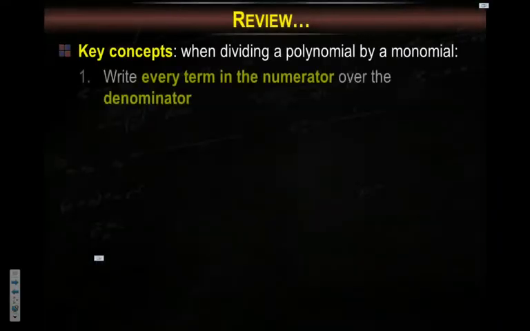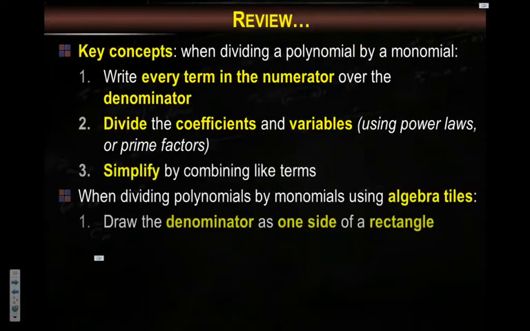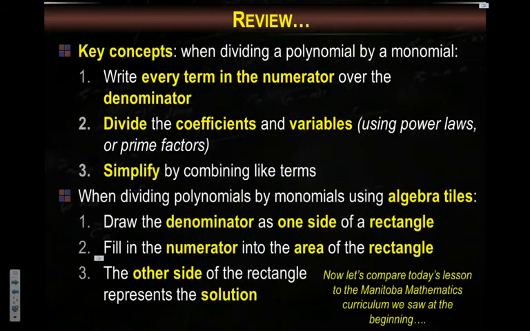Wrapping up, this is the summary. This is your notes for today. Okay? This is the way you do it for division. Write every term in the numerator over the denominator. Divide the coefficients and variables. You can either do the power laws or prime factors, whichever method works best for you, and simplify whatever you have left over to get a proper answer.